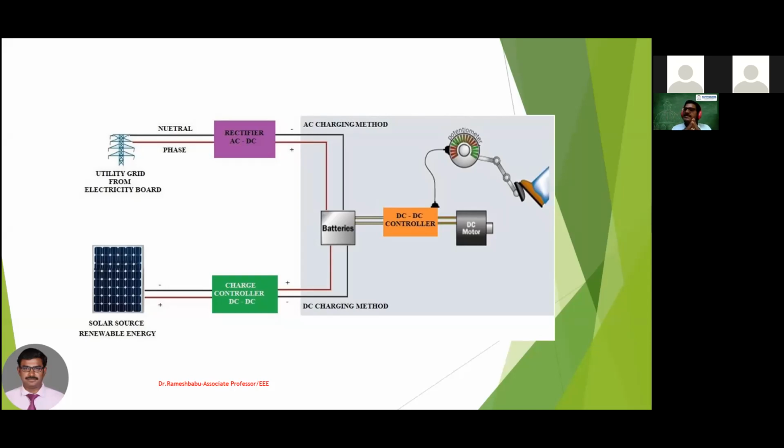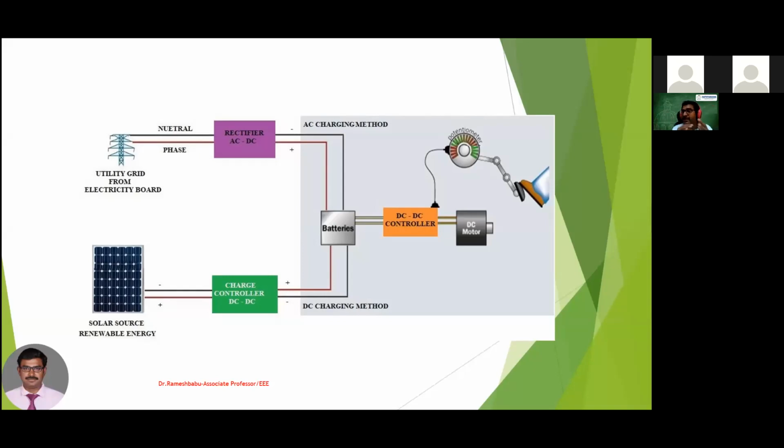Right, that is nothing but an AC system, an electric vehicle with an AC system. There I can use any kind of AC motor, maybe an induction motor, or a switched reluctance motor (SRM), or a synchronous reluctance motor. Any kind of motor I can use. So there will be two systems.